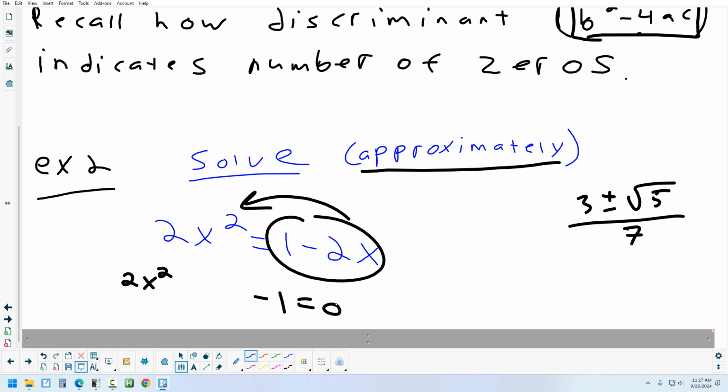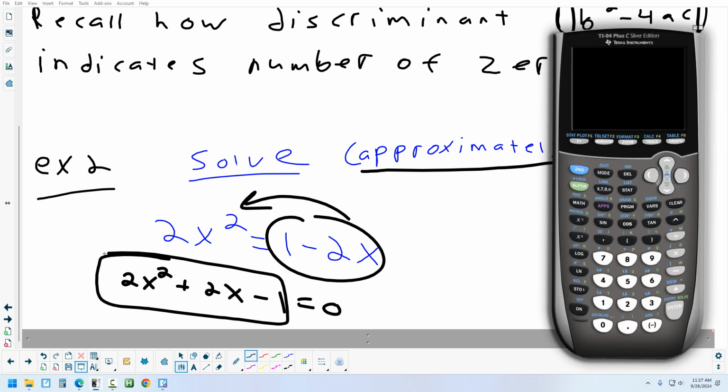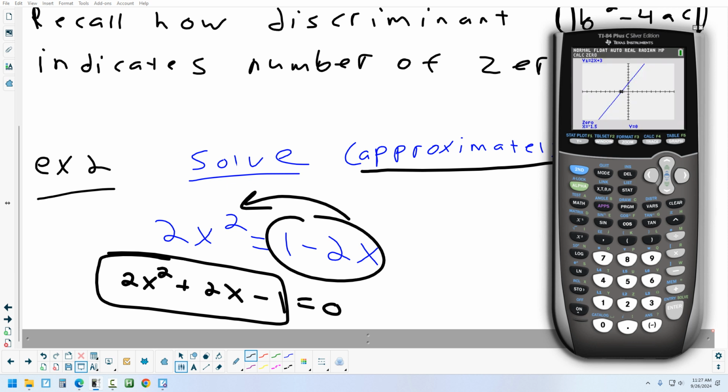And how would the negative 2x move to the other side? Yep. Addition. We're going to have to add. So add the 2x, minus the 1. Now you've got everything on one side. Let's graph it and see what happens. Okay, so let's type in 2x squared plus 2x minus 1. Again, zoom 6 isn't always going to work, but I think in this section it does. Okay. First of all, how many answers does it look like we have?